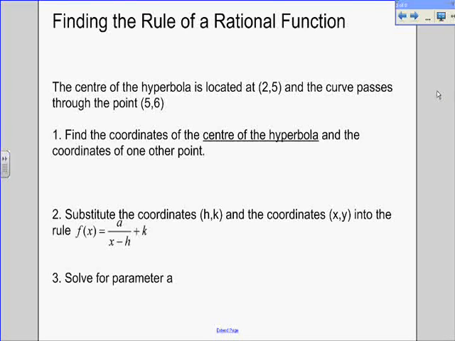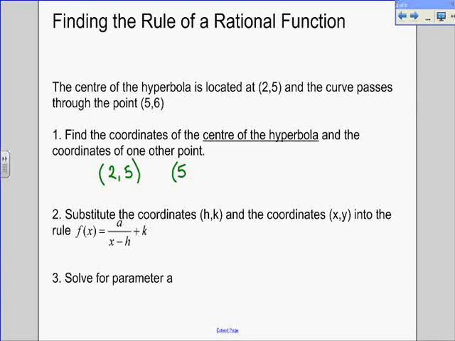I'm saying that the center of a hyperbola is located at (2, 5), and the curve passes through the point (5, 6). So my first step here is to find the coordinates of the center of the hyperbola and the coordinates of one other point. Well, that wasn't too difficult because I gave them to you. But in general, if I give you a picture of a graph, you need to be able to figure out the center of the hyperbola by figuring out where your two asymptotes are.